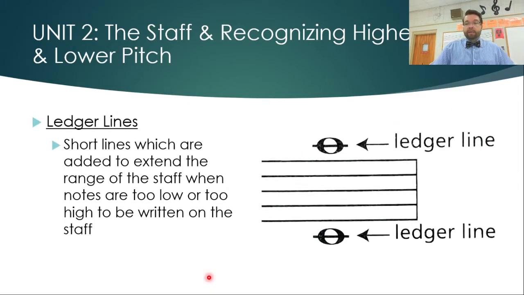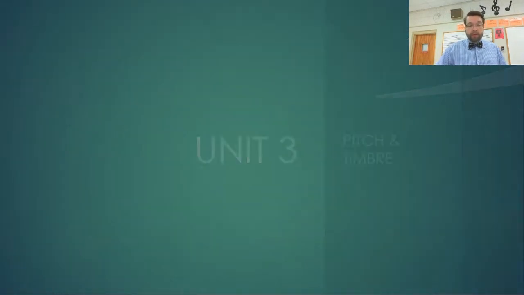Okay, ledger lines. Sometimes the staff is not enough to write all the notes onto it that we need to, because obviously we have more than just 9 notes, 5 lines, 4 spaces. So how do we get higher pitches that go beyond the staff? We write in a ledger line. They're short lines which are added to extend the range of the staff when notes are too low or too high to be written on the staff. Talking about how low or high the pitch is.